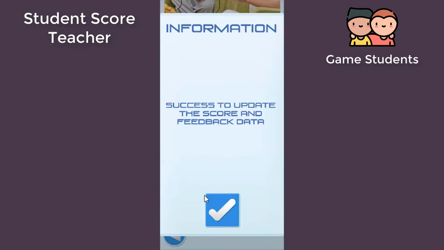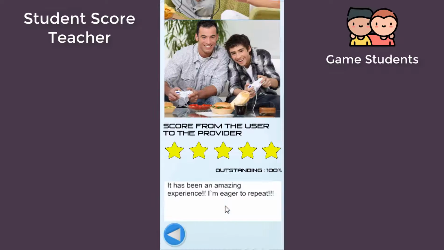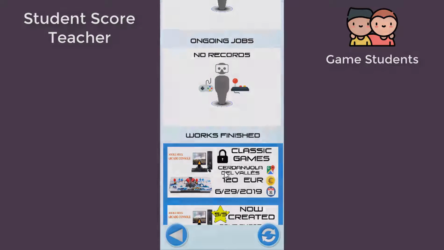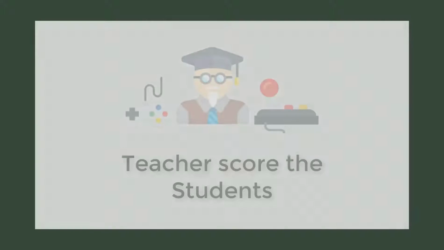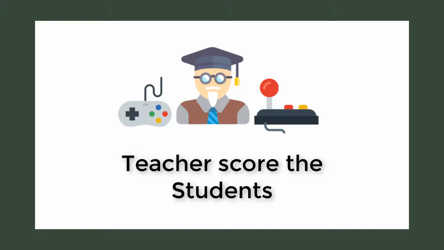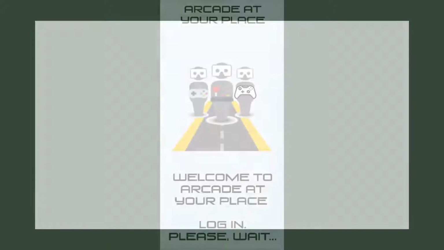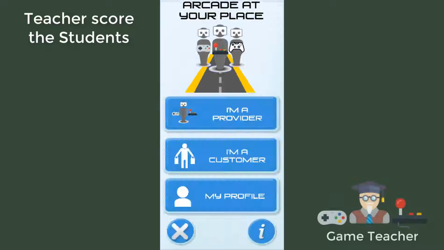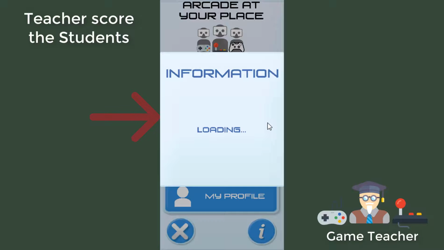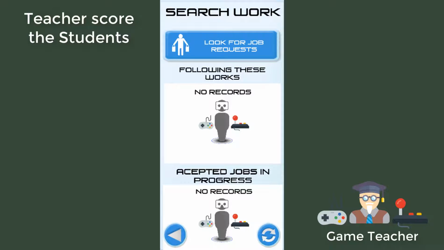So now that the students have scored the teacher, it's the turn for this one to do the same with the students. This is the final action of the whole deal, and it will allow to report that the deal has been acknowledged by both parties and their level of satisfaction.